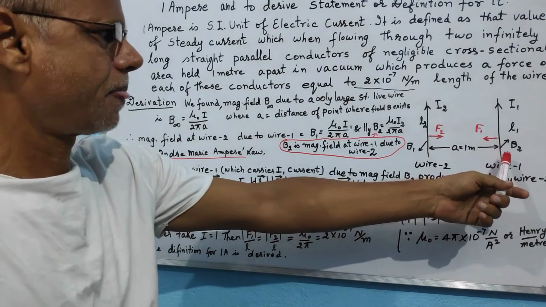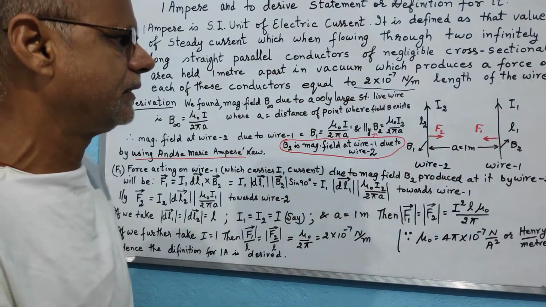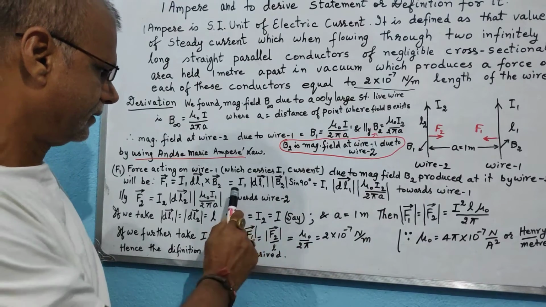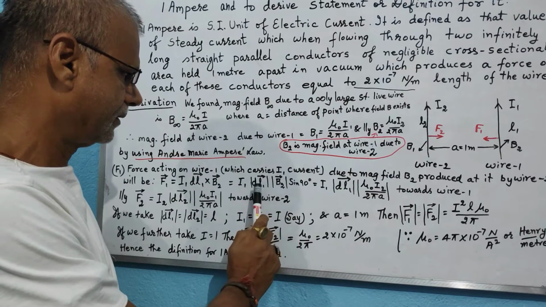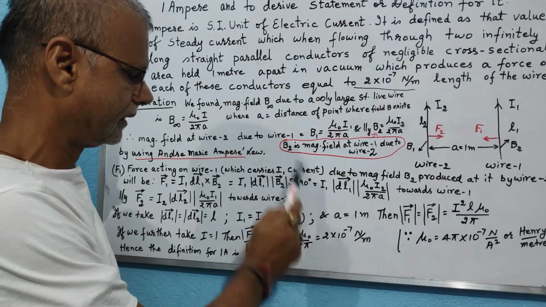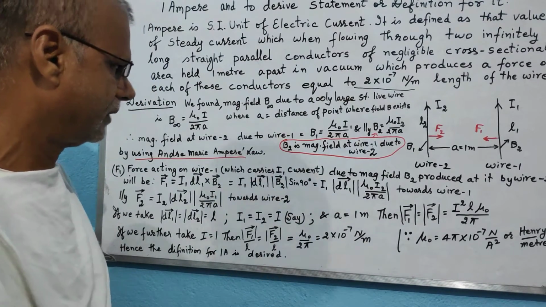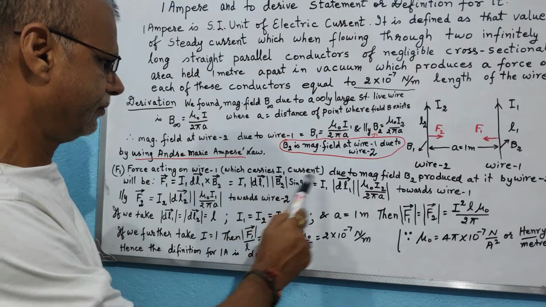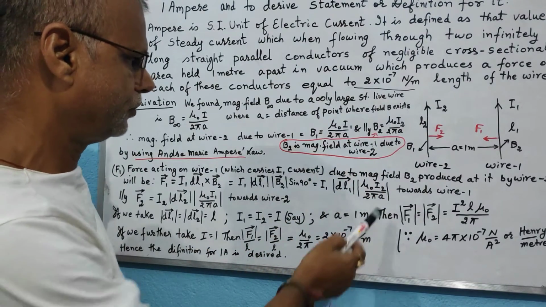So that way it is at 90 degrees to the current element dL. And so we have this expression. When the cross product is expanded, we get the magnitude of dL1, the magnitude of B2, and sine 90 degrees. Sine 90 degrees is 1, so that becomes 1, and we put the value of B2 over here. What is B2? We have just seen it: mu 0 I2 by 2 pi a.